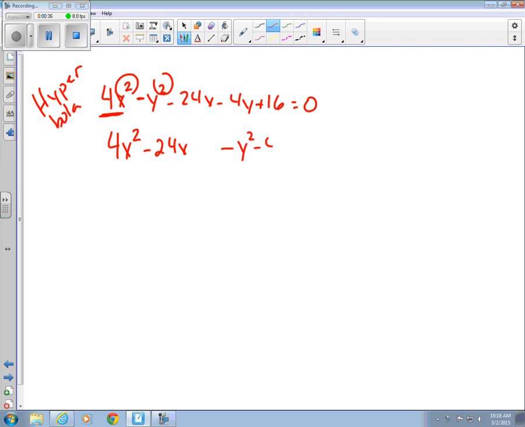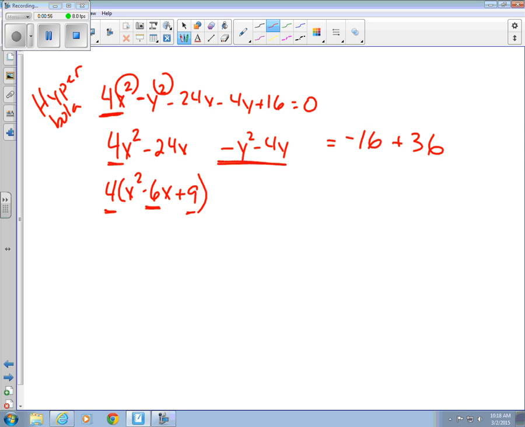Minus y squared minus 4y. I'm going to throw the 16 to the other side. Okay, so I'm going to complete the square here. Again, we have that problem with a 4. So x squared minus 6x. Take half of this number and square it. That's 9. Do you see how you really added 36 to this side? So you're going to add 36 onto the other side.